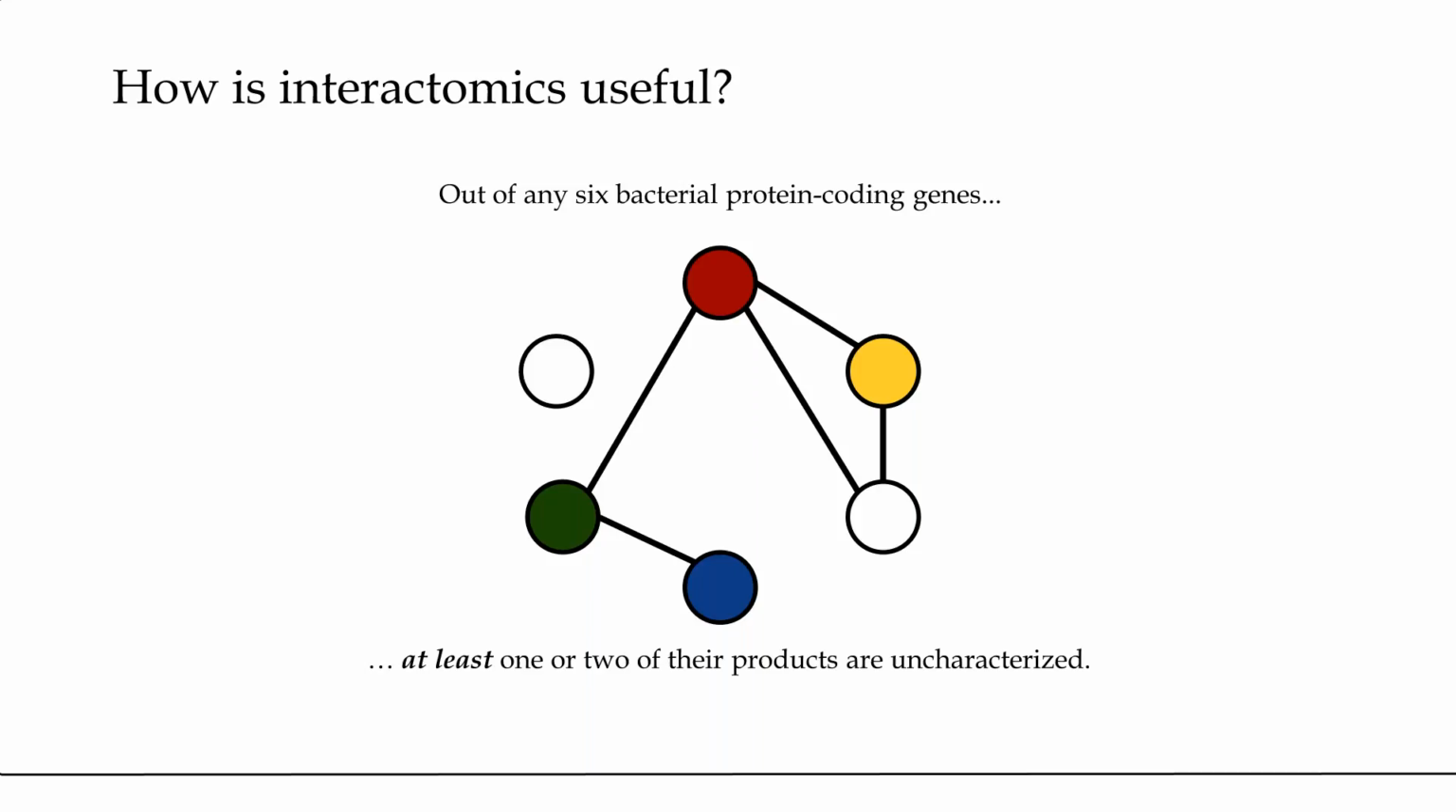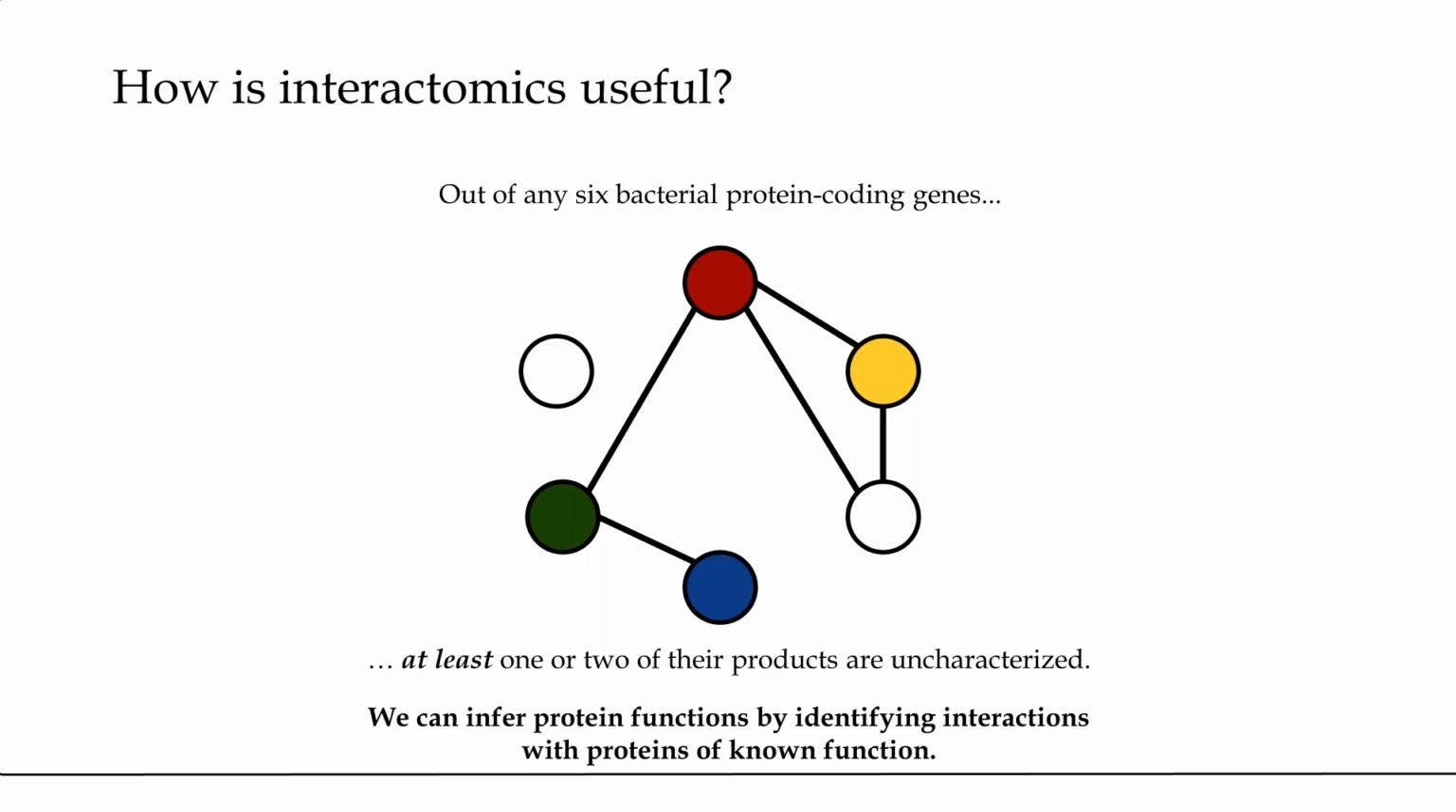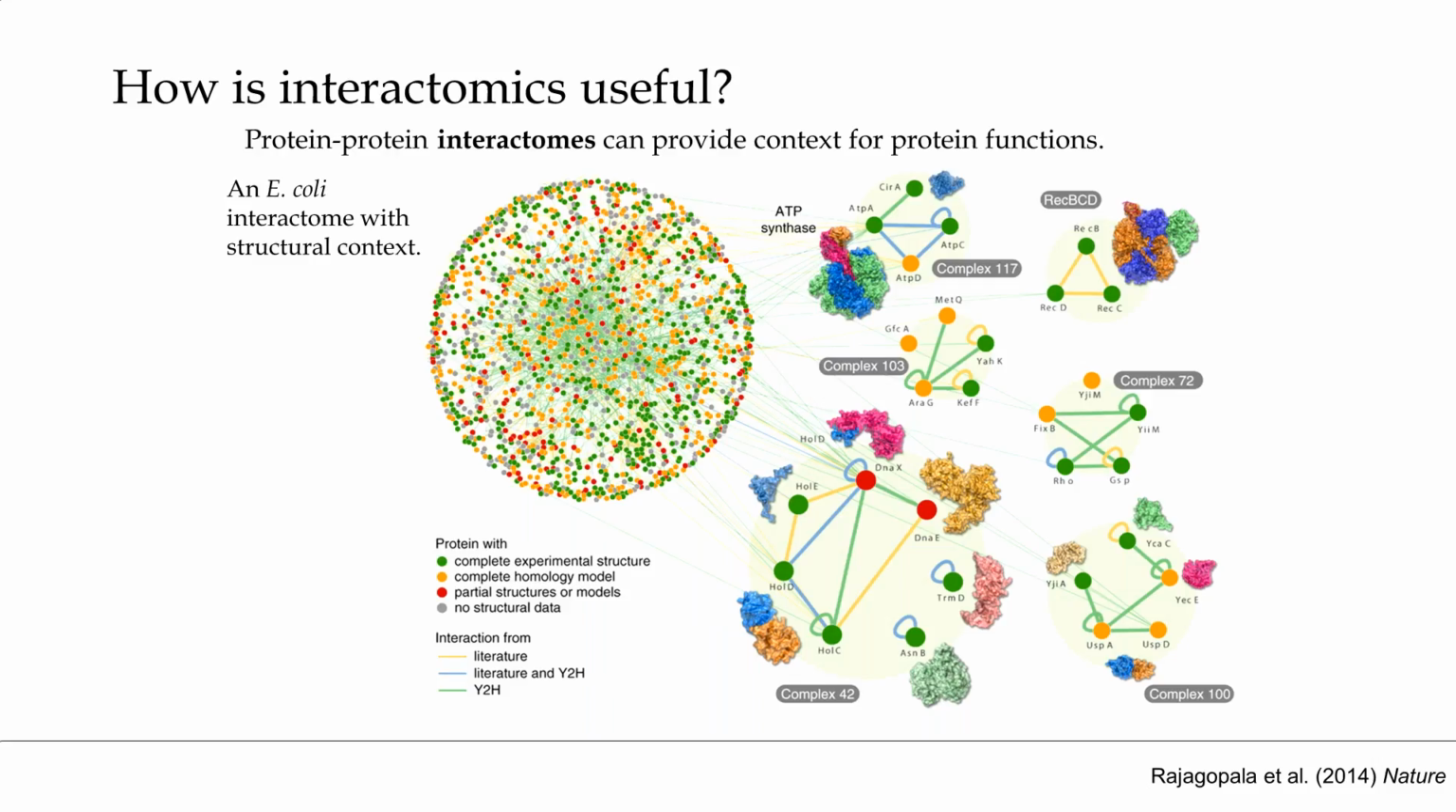We can begin to infer some functions for those just based on their interactions with proteins of known or at least better-known function. And this has actually been an approach that's been quite successful for studying interactomes of some more well-studied bacterial species. So, for example, this is an interactome of E. coli from 2014. An interesting thing that they did in this context was that they provided this kind of hairball network. This ends up being a common problem with interactome networks, that you have this hairball, as shown here.